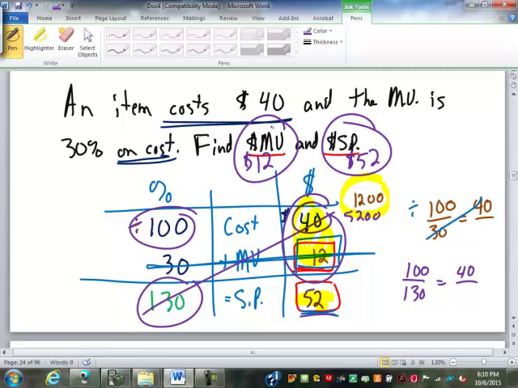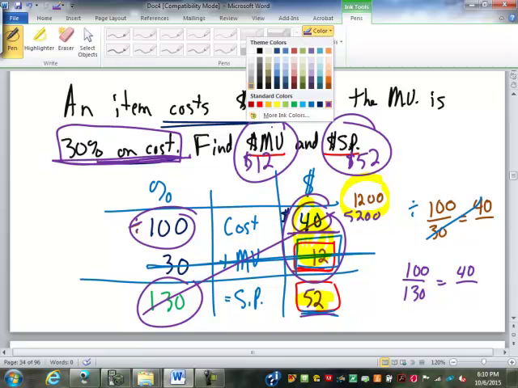Any questions? So that is markup based on cost. If I'm given the cost, the markup is a percentage of that cost.